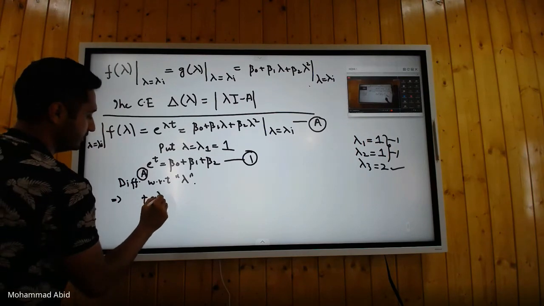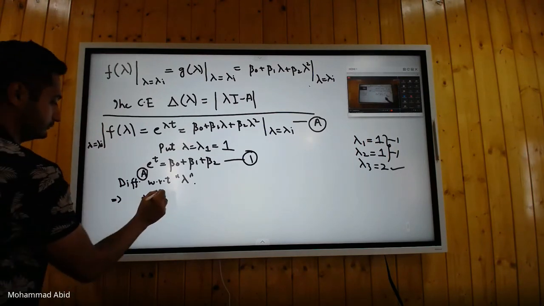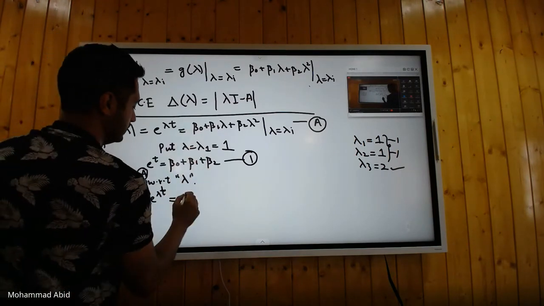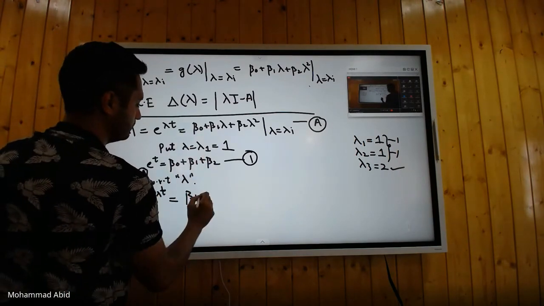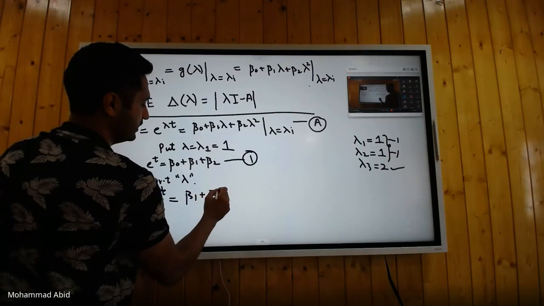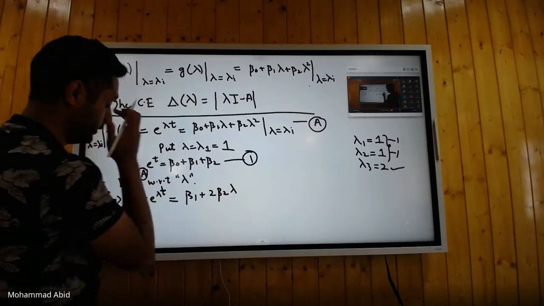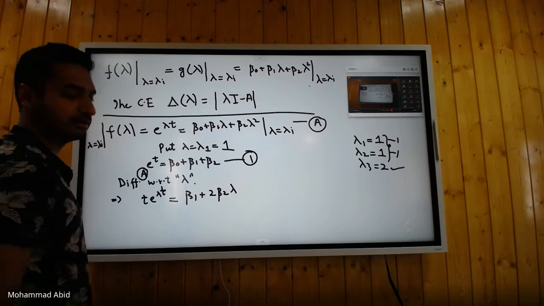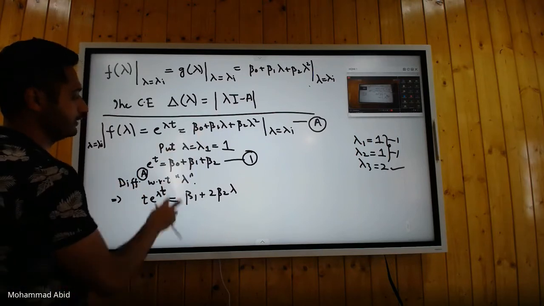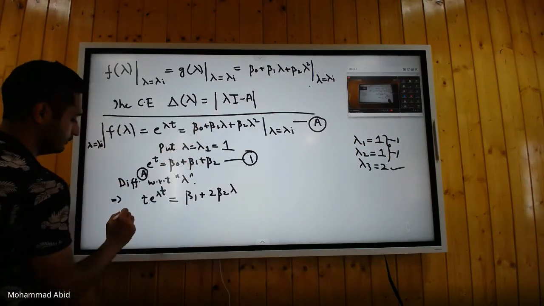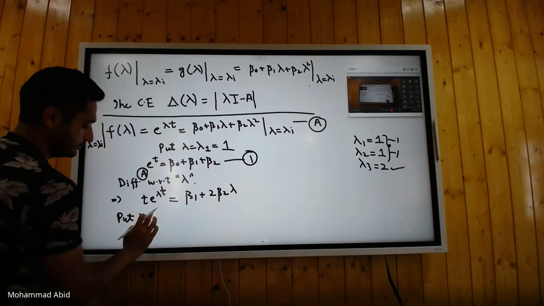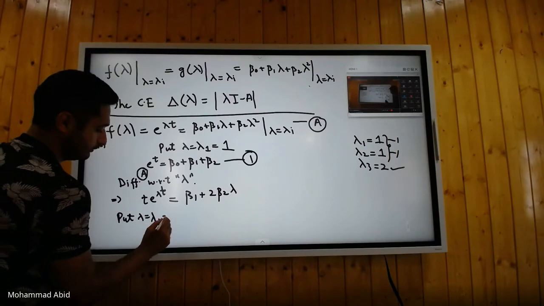e to the power lambda t, isn't it? Equal to the constant term, you will get beta 1 plus 2 beta 2 lambda. I'm just differentiating this equation with respect to lambda, so I will get this equation. Now put lambda equal to 1, the second lambda equal to lambda 2, which is also equal to 1.